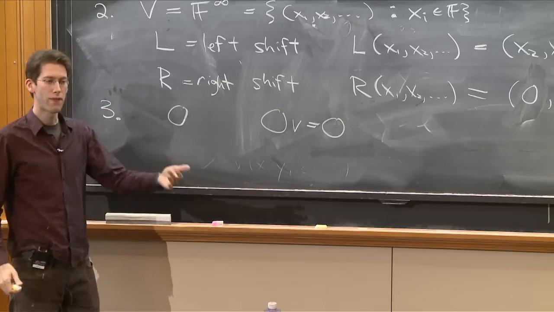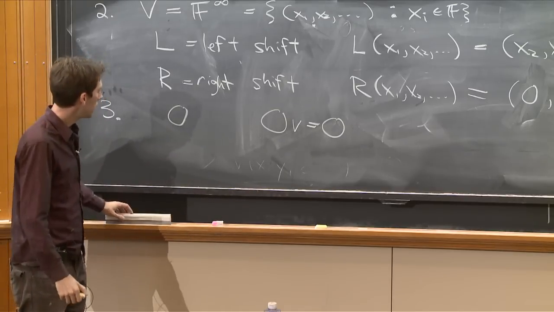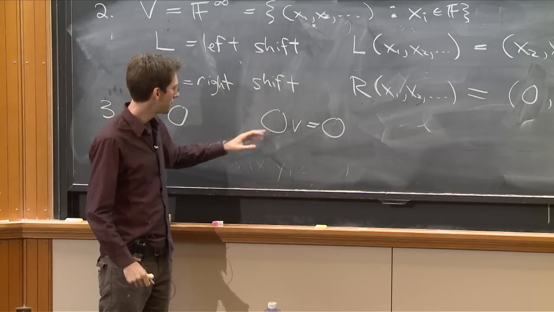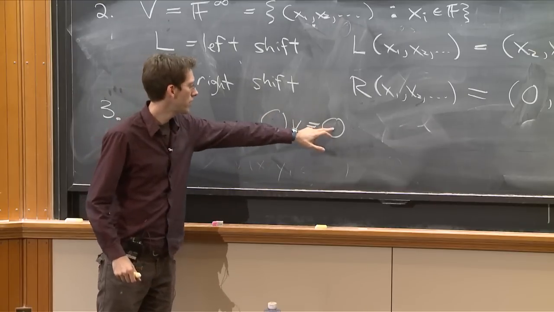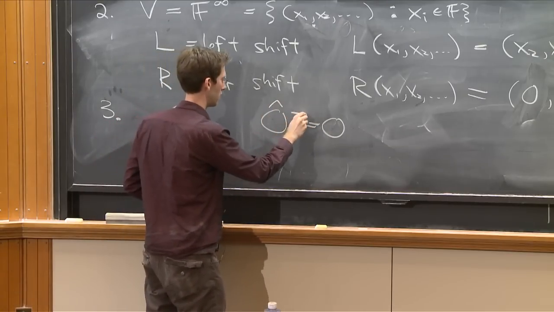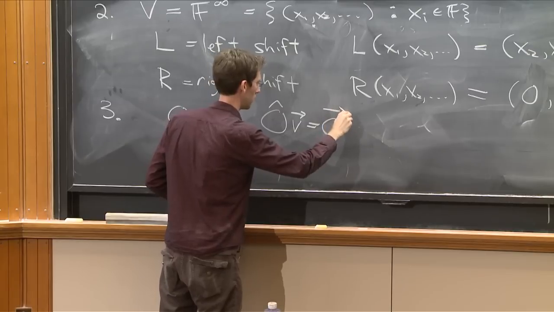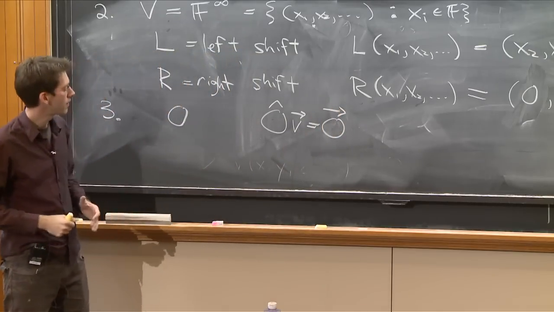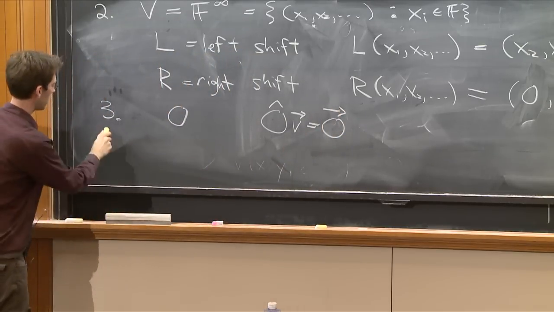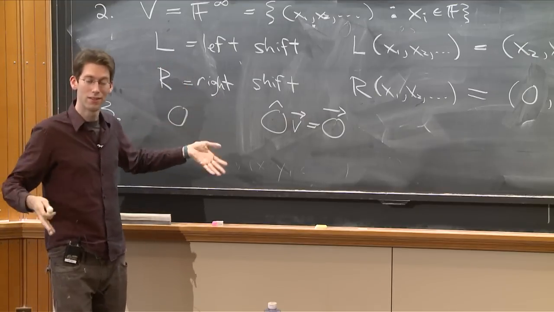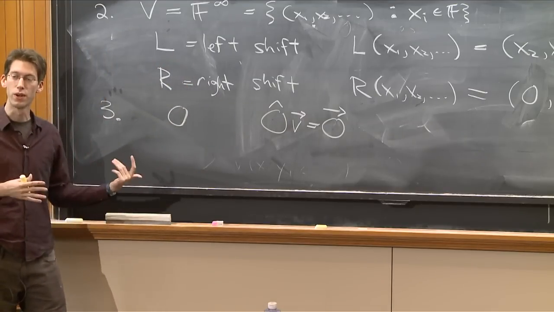Which takes any vector to the 0 vector. Here I'm not distinguishing between the 0 meaning an operator and the 0 meaning a vector, so I can clarify it that way. And this is, of course, linear and sends any vector space to itself.